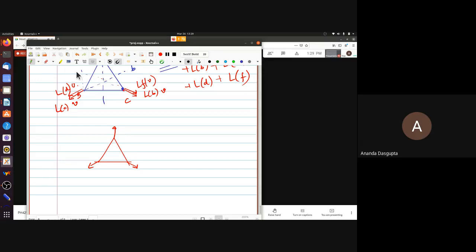Right? You take this vector, not this vector alone or this vector alone or this vector alone, but the sum of these three vectors is invariant under the action of all of LE, LA, LB, LC, LD, LF. Got it?